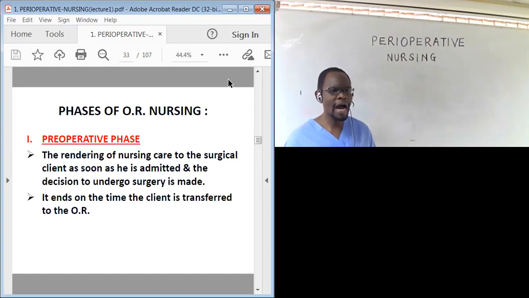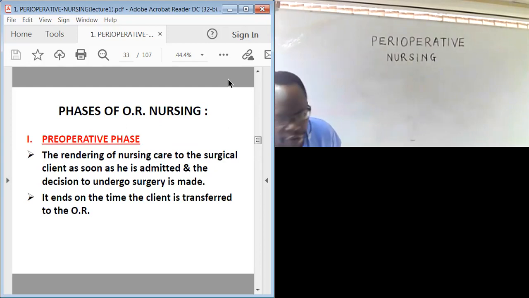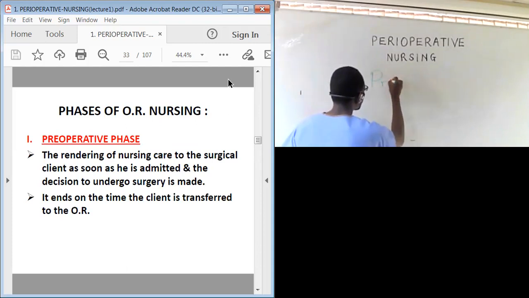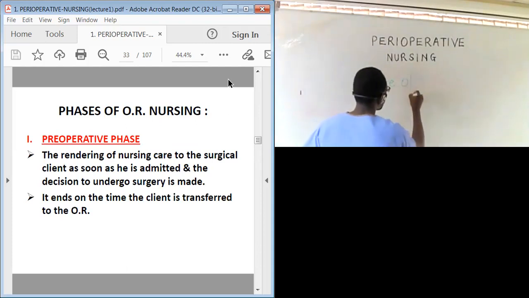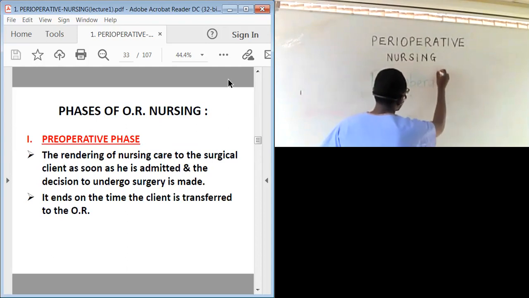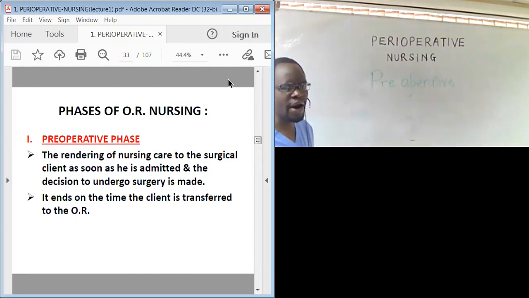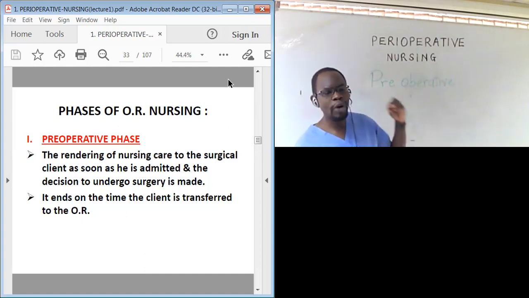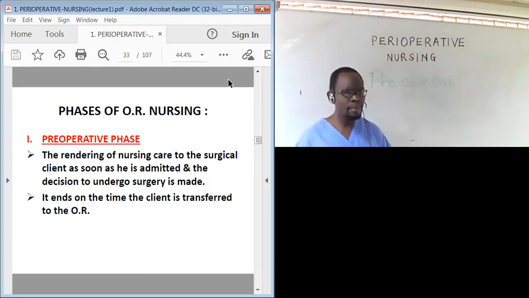All right, so let's move on to the different phases, and of course we shall start from the pre-operative phase. All right, so in the pre-operative phase, as we said, when does this start? It starts from when a decision is made to have surgery, up to when a patient is transferred into the operating room. So, what are some of the things that are done?